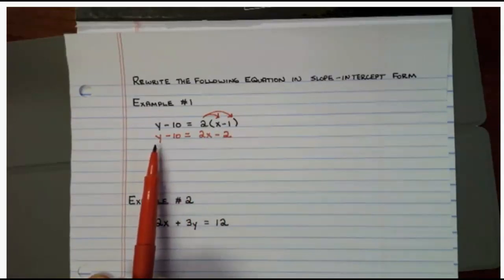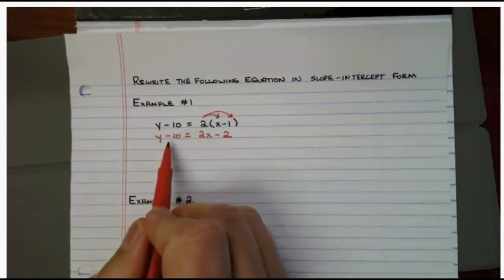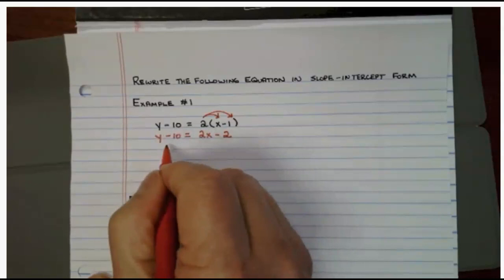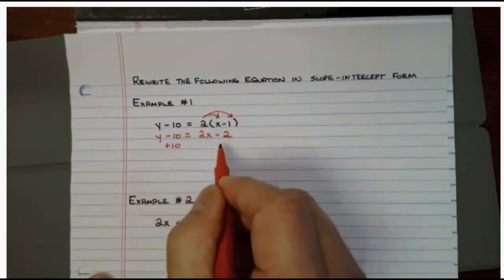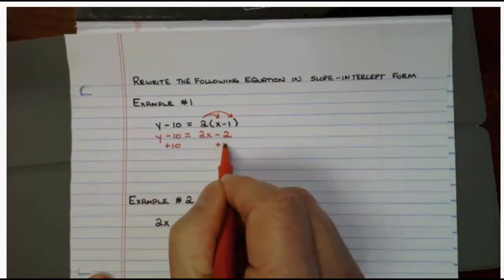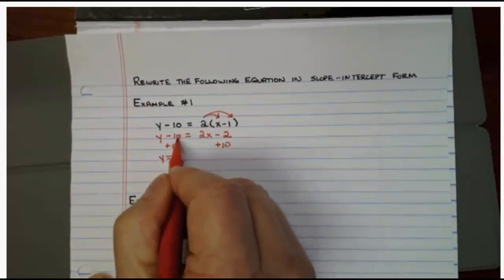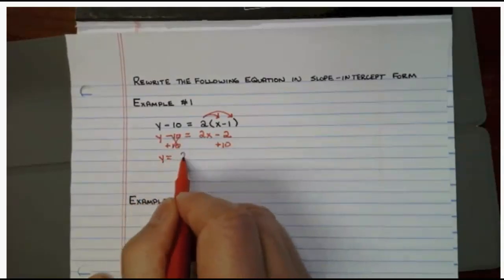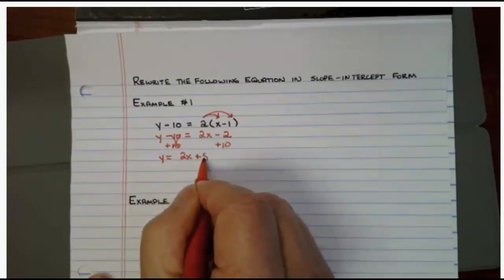I need to get this y by itself because it's supposed to be y is equal to. That means I need to get rid of this -10 right here. To get rid of something, you do the opposite. The opposite of -10 is +10. I need to add it to this side, and I'm going to add it to this right here. Add 10 to that side. y is equal to, that cancels out, 2x, and then -2 plus 10 is +8.